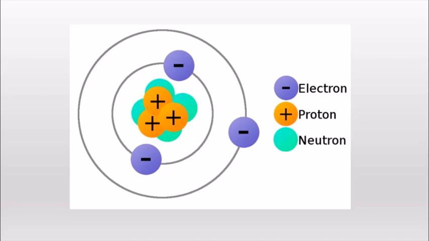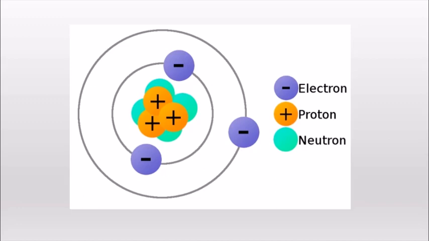Protons are positively charged and denoted by P. Neutrons are neutrally charged and denoted by small n. Next we have the electrons, which are present outside the nucleus in the orbits. Electrons are negatively charged particles denoted by the symbol e with a minus sign on top, because they have a negative charge.